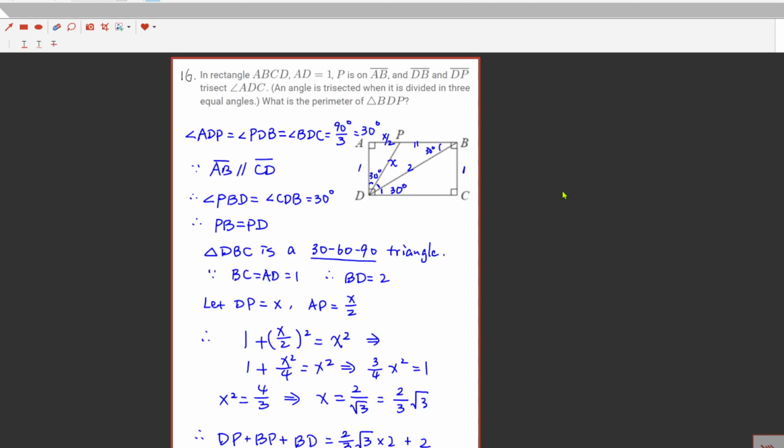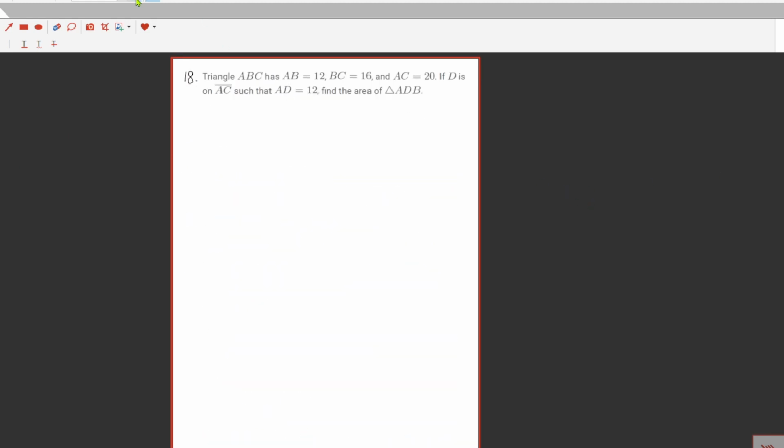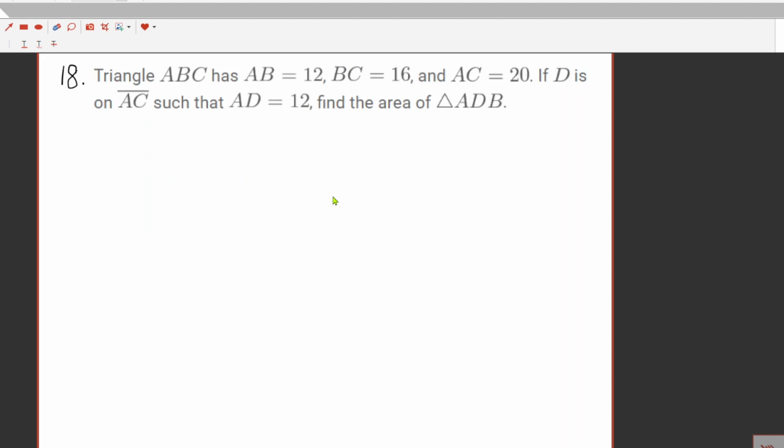Okay, next one. Somebody says 18. Okay, again, if you need more time, just let me know, okay? Otherwise, I'll jump to the next one. Okay, triangle ABC has sides 12, 16, 20. So is it a right triangle?